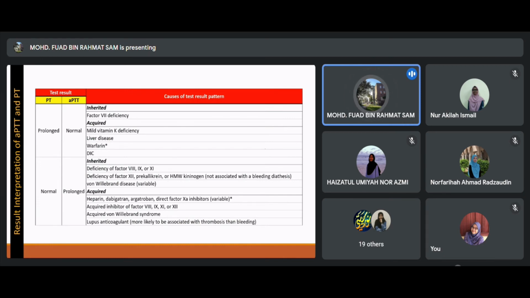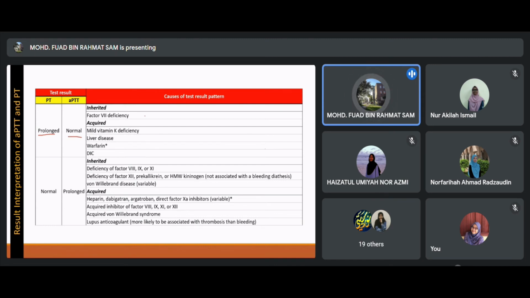Okay, now this table bagi the result interpretation of APTT and PT. So you guys dah clear dari segi perbezaan antara PT dengan APTT in terms of the reagents, in terms of factor yang di measure, pathway yang terlibat. Okay. So once we receive the result, we as a science officer, you guys kan science officer nanti dekat mana-mana hospital, private ataupun government or any other private lab. So kalau dapat results the PT is prolonged, tapi the APTT is normal.